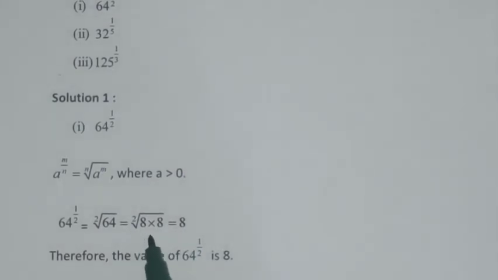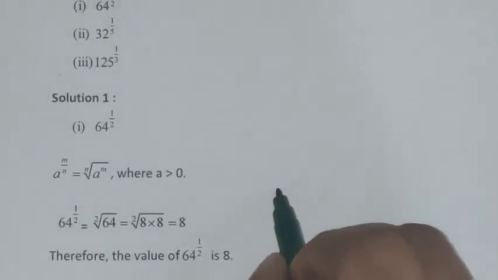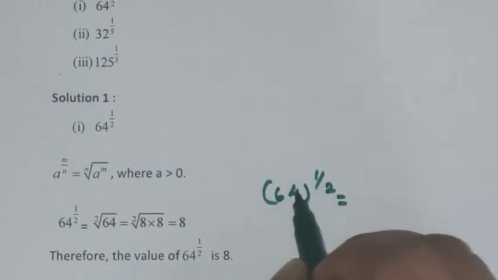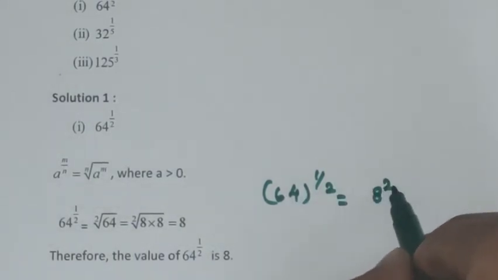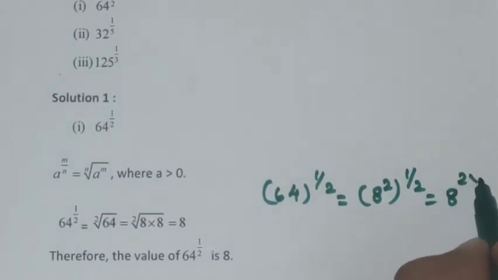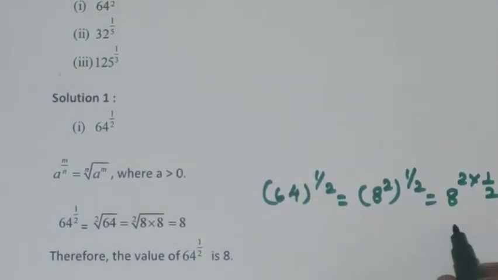Root of 8 into 8, that is 8 square. So 64 raised to 1 by 2. 64 can be written as 8 square. So 8 raised to 2 into 1 by 2. That means it is equal to 8. So in this way also we can write it, it is correct only. So what is the answer? It is equal to 8.